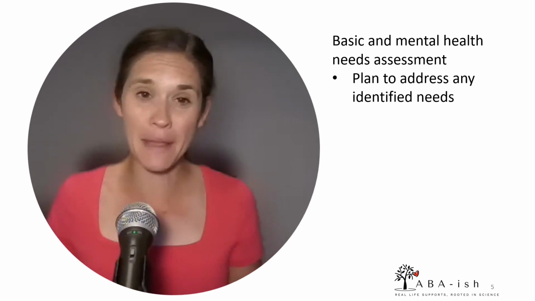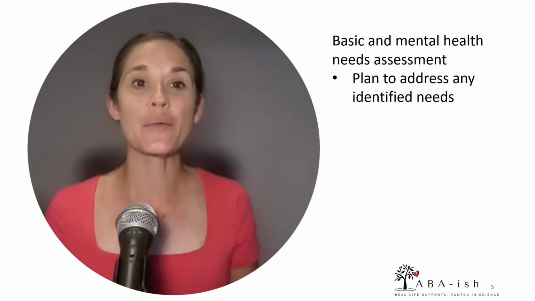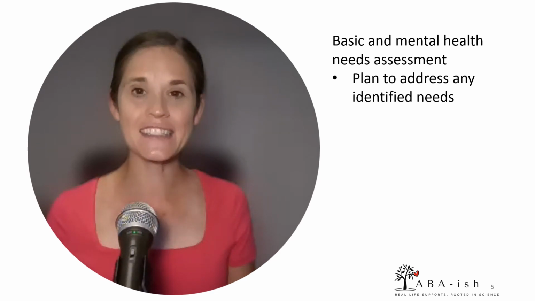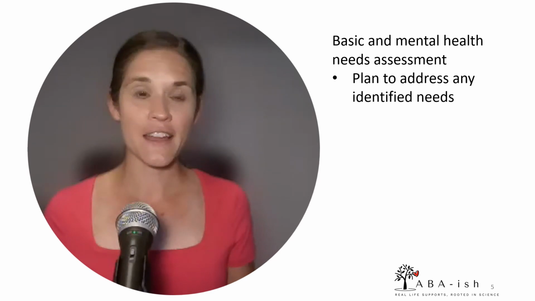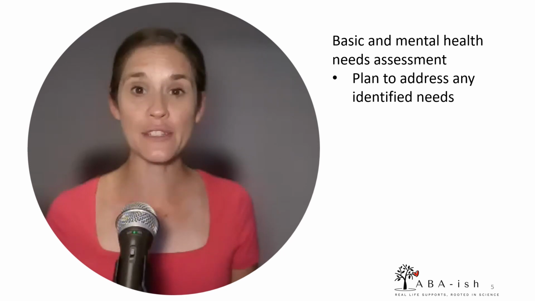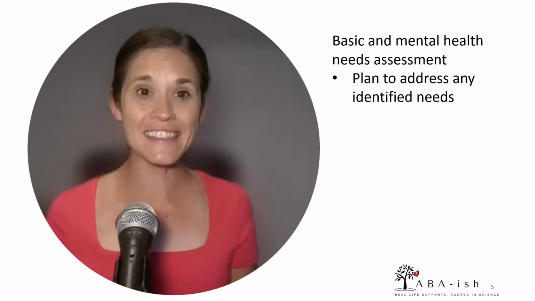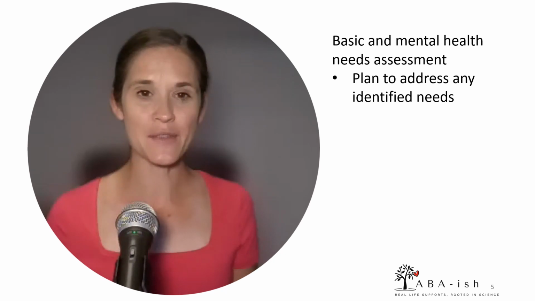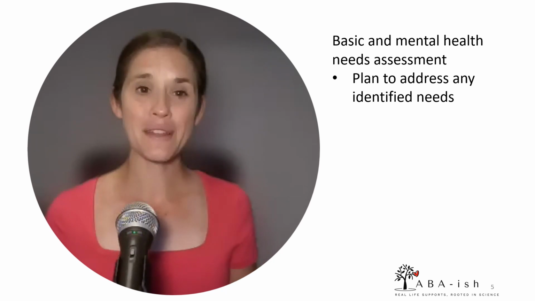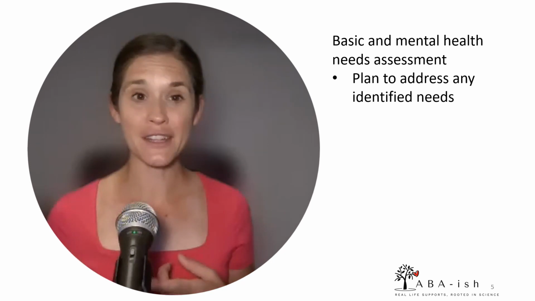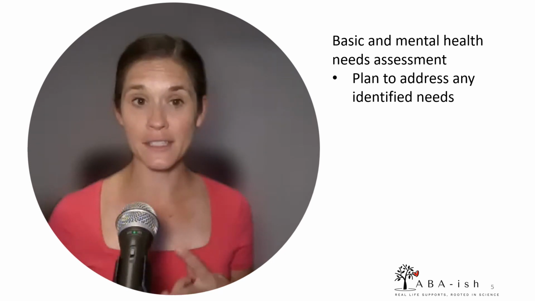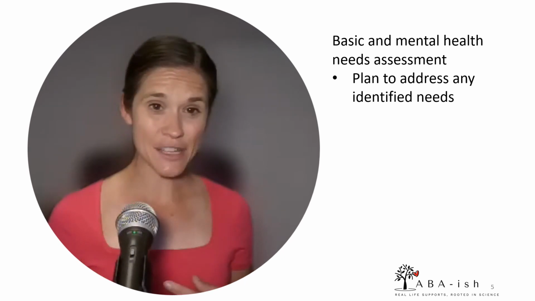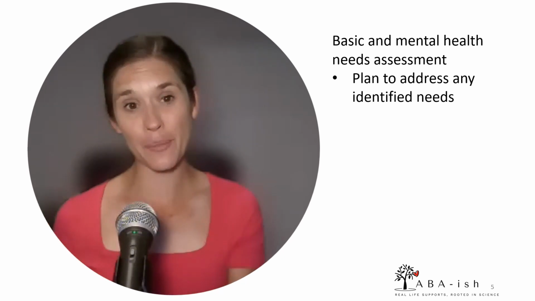So, the first and maybe the most important one is that we need to make sure we're doing a basic and mental health needs assessment for these kids. There is a very clear correlation between students who have basic and mental health needs that are not being met and these more complex, challenging types of behaviors. So, we need to be looking at, does the student have secure housing? Are they experiencing food instability? Are there other types of basic needs that are not being met? As well as what are their mental health needs.